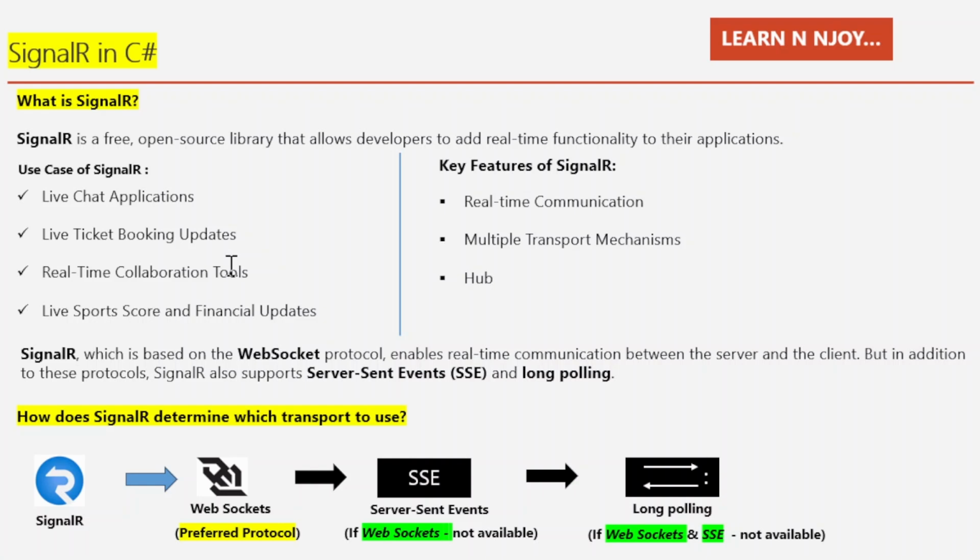In the past, real-time communication was a bit of a headache to implement. But thanks to SignalR, real-time communication has become much simpler. It's a library for .NET applications that allows you to easily add real-time functionality. That's why I wrote: SignalR is a free, open source library that allows developers to add real-time functionality to their applications. Okay, so let's discuss some popular use cases of SignalR.